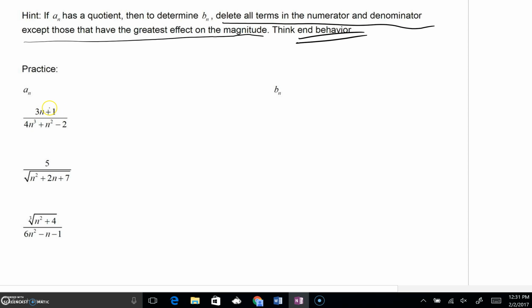Look at the numerator, 3n. You could get rid of the plus 1. Down here, 4n cubed. That means anything smaller than that we can omit. What are we left with? 3n all over 4n cubed, which would really be 3 over 4n squared. You could factor a 3/4 out of a series and really be left with the P series, 1 over n squared. You'd be able to know that that series of B sub n would converge.